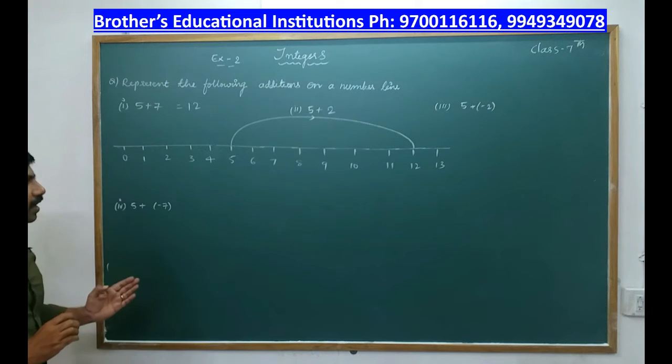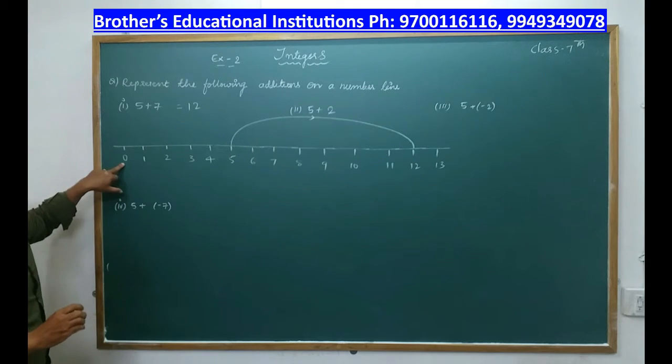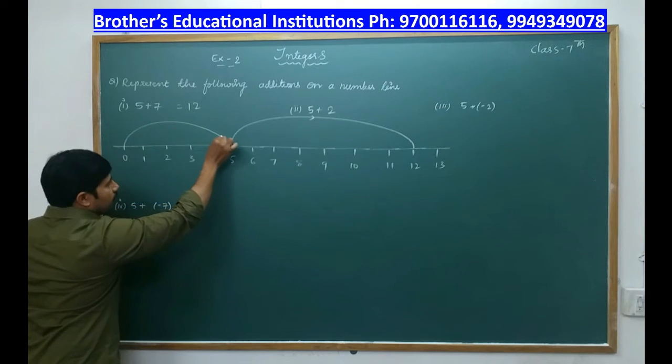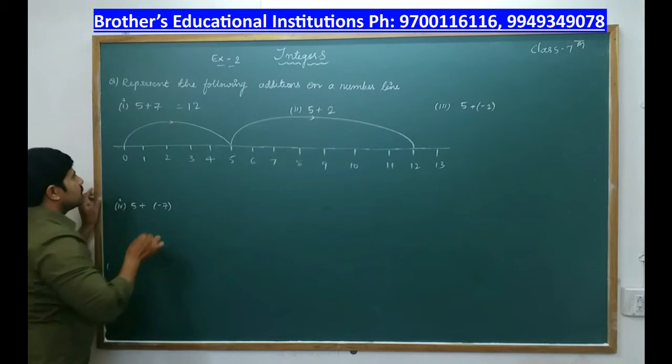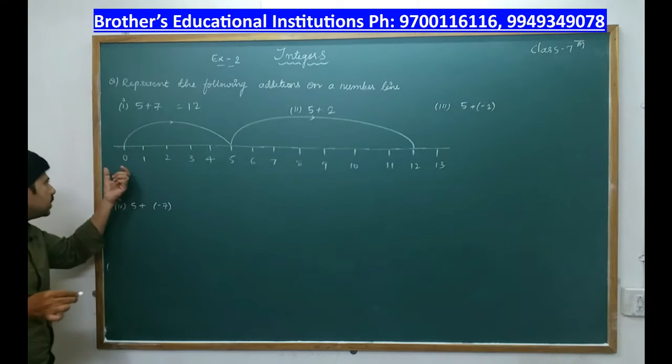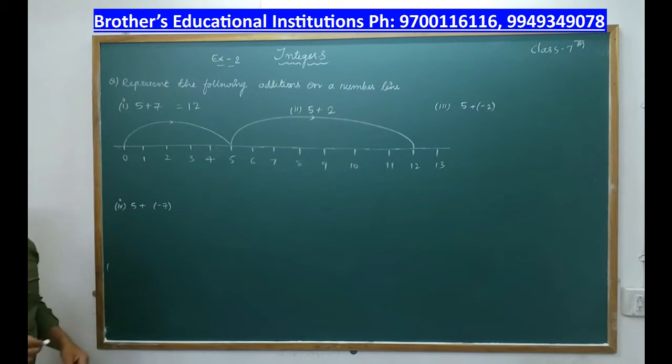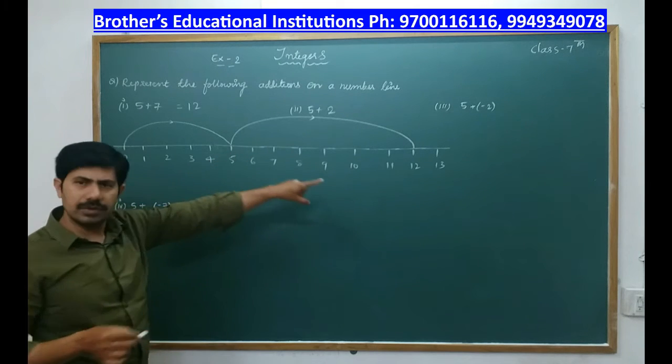As we are starting from 5, the origin is nothing but 0. Whenever we have a 5, as we are representing on a number line, always start by representing 0 on the number line. So 0 to 5 and 5 to 7. So what is 5 plus 7? 12.